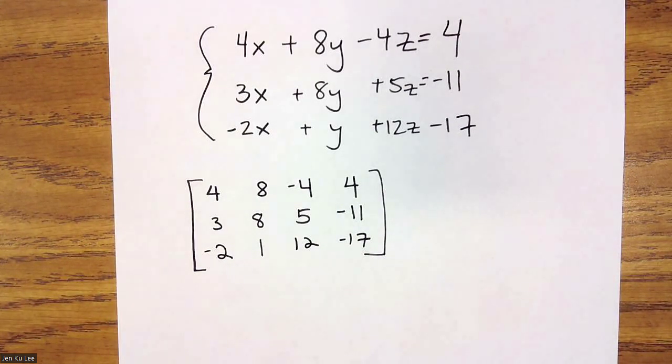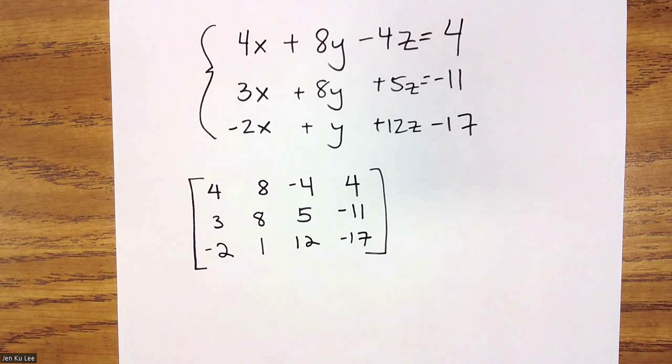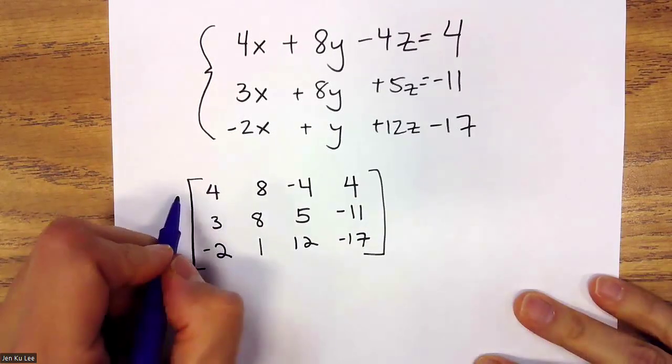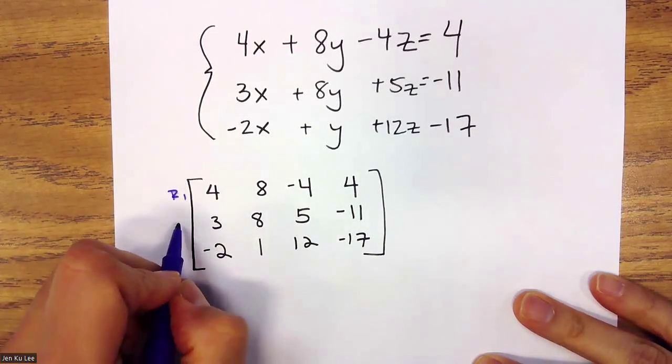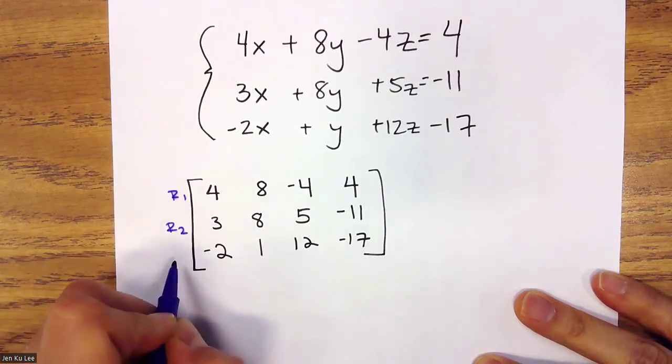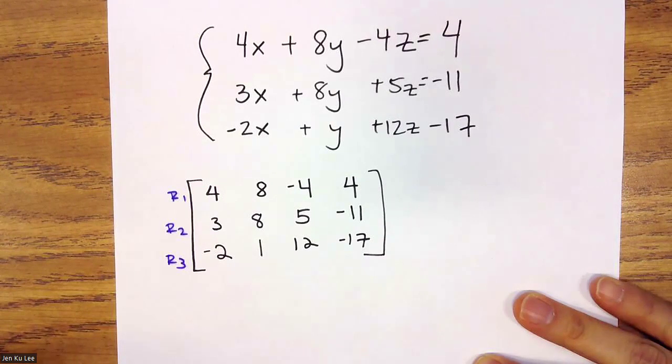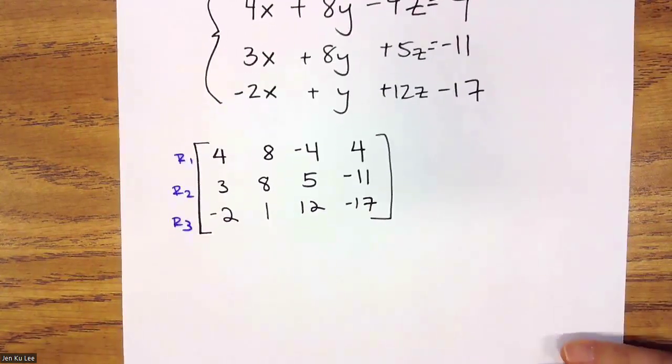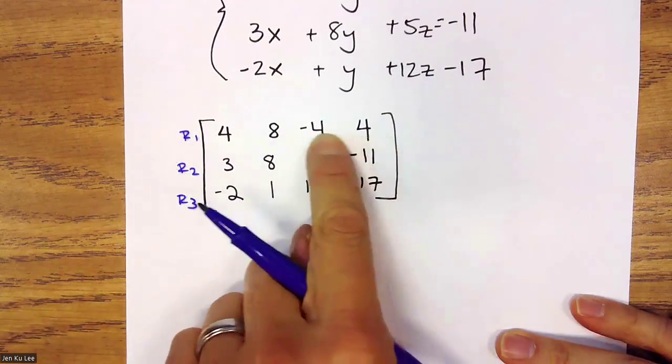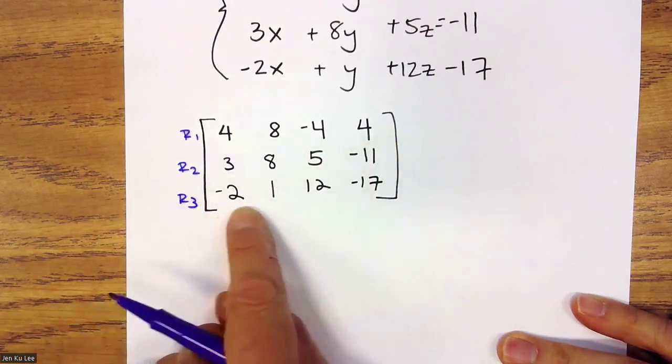So now, your first step, class, you can multiply, add, subtract, or divide. Just for labeling purposes, I'm going to label this row as row 1, this row as row 2, this row as row 3. Whenever I say row 1, I'm referring to this row here. If I say row 3, I'm referring to this row here.